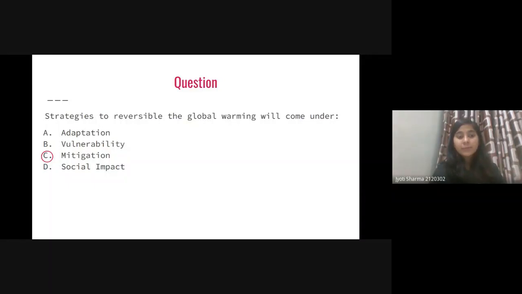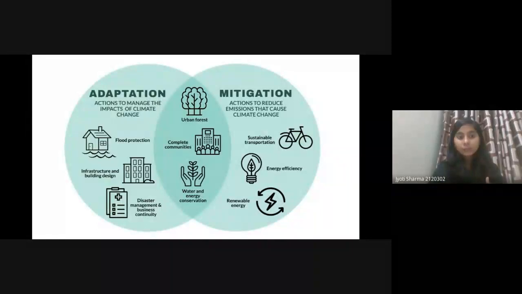You should know the difference between adaptation, vulnerability, mitigation, and social impact. We will talk about the first and third. The second is nothing but how prone you are to global warming, so that comes under vulnerability. But with adaptation and mitigation, whenever you want to reverse the change, that is mitigation. But if you know that temperature will increase and want to protect yourself, you can install an AC, or create infrastructure in such a way that the temperature increase will not harm you. That is part of adaptation.